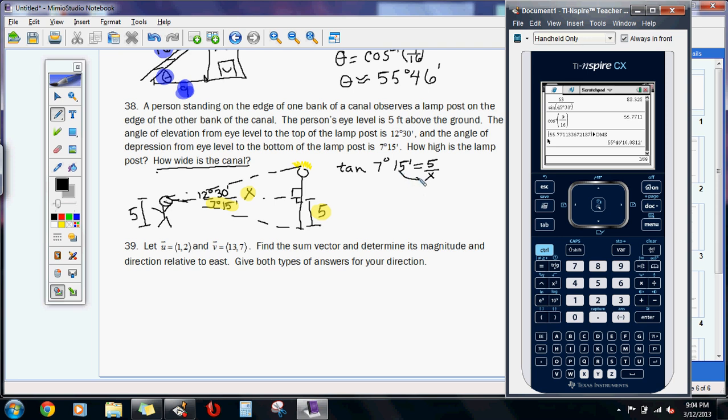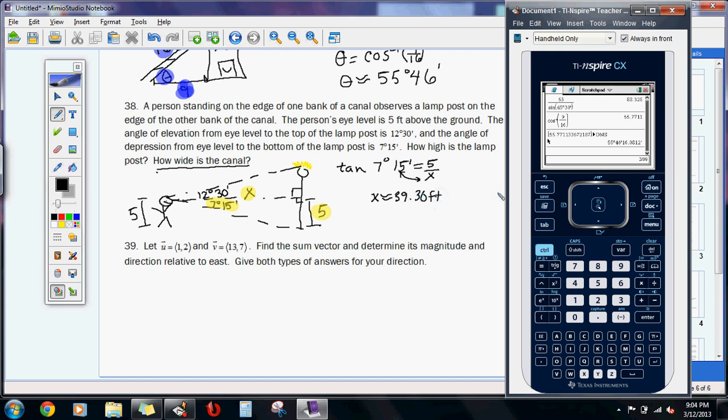Alright, so again, I'm going to save a little bit of time here and let you guys do your calculations if you need to pause it, but those two would switch, so it would be 5 divided by tangent of 7 degrees 15 minutes. And then x is coming out to approximately 39.30 feet.